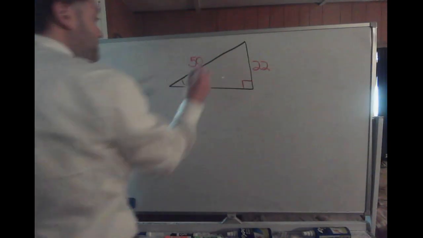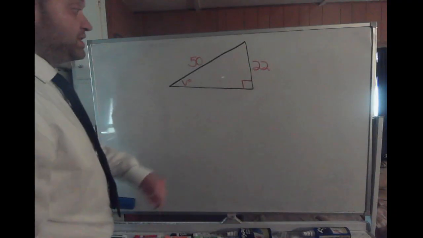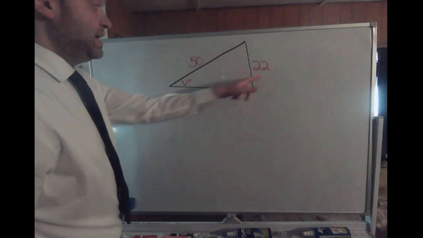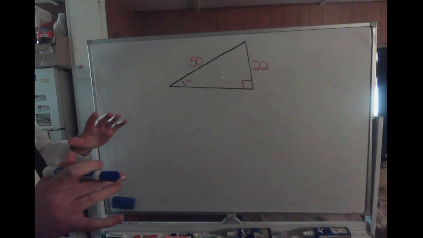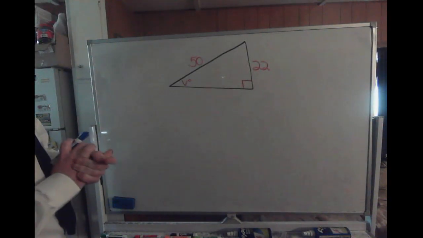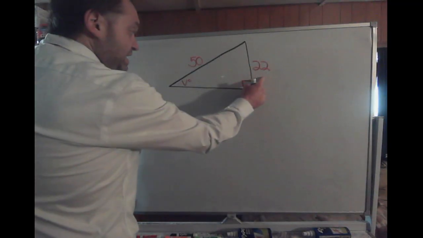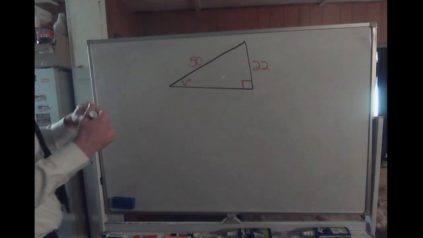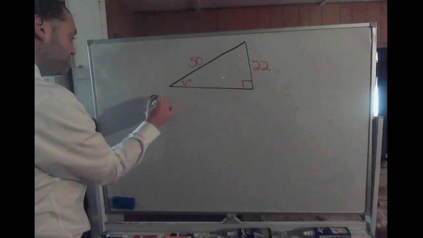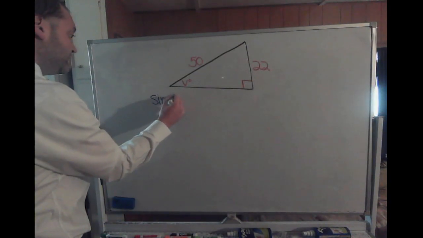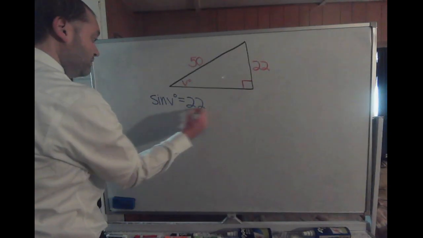So this time we have a right triangle. We're given the length of the opposite leg from this angle and the hypotenuse. We just don't know what the value of the angle is. This is where inverse trigonometry functions come into play. Well, if you have an opposite leg over hypotenuse, that's going to be a sine. So you're still going to set up the sine of v degrees. You'll set that equal to 22 over 50.